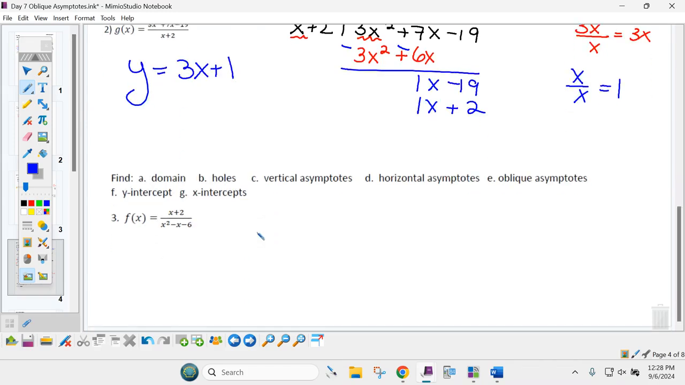Okay. Now we're going to put it all together. I need a little more space. So pause the video here for number 3 and see how many of these properties you can find for number 3.